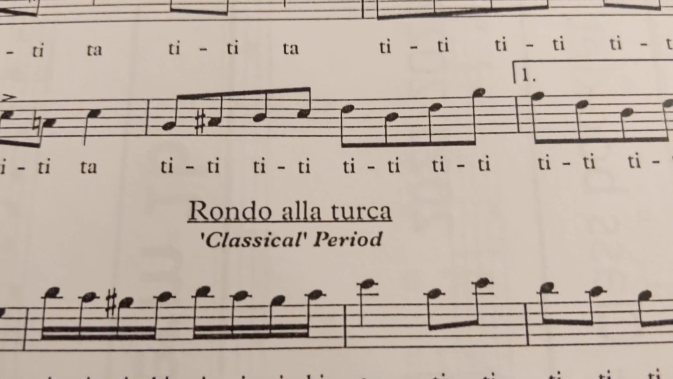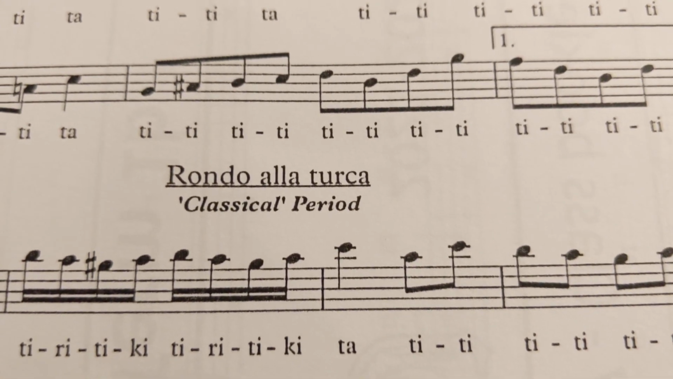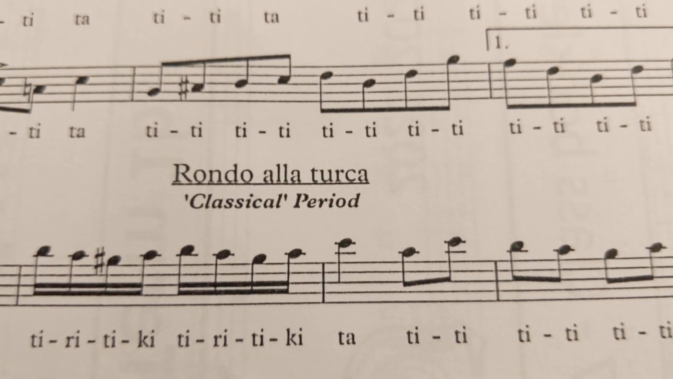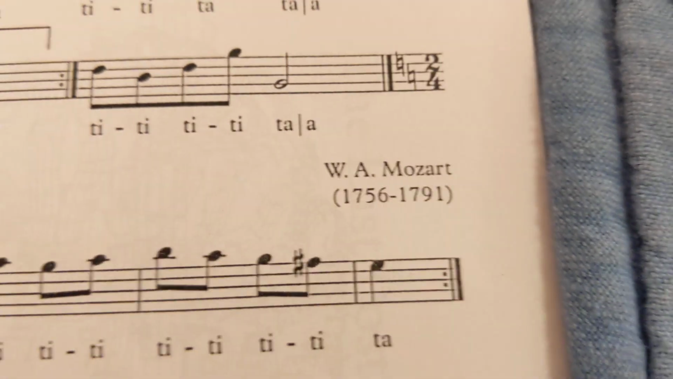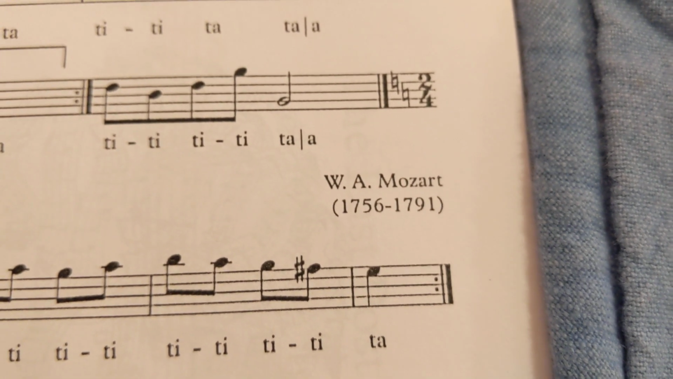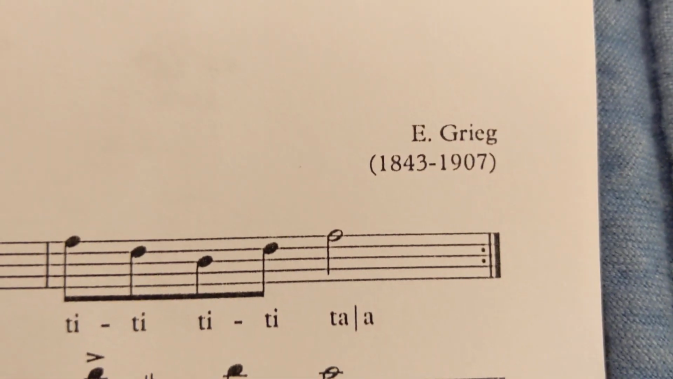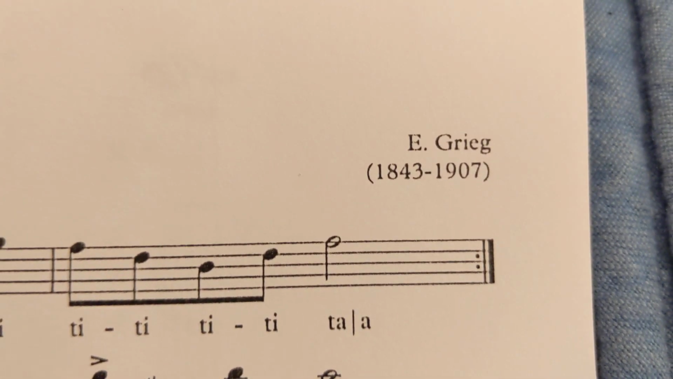And the next one is called Rondo Alla Turca. This is from the classical period. It's earlier than the Romantic period. And the composer is Wolfgang Amadeus Mozart, who lived from 1756 to 1791. In fact, he died quite a number of years before Grieg was even born.